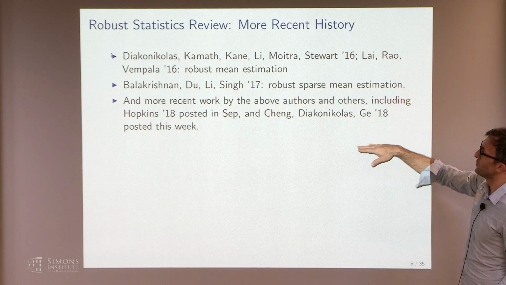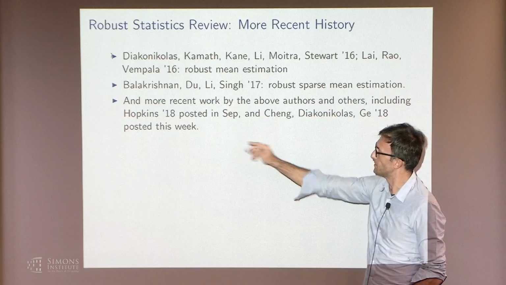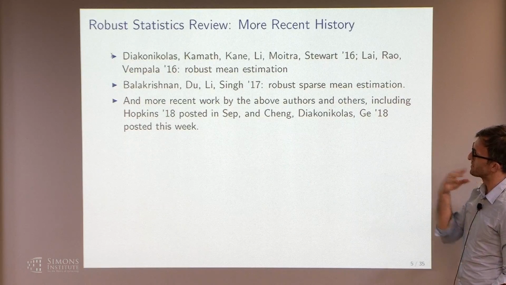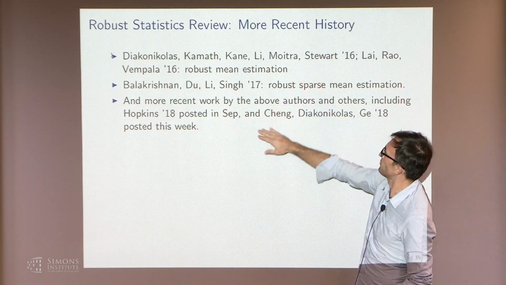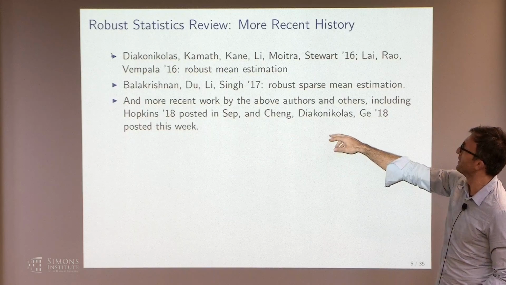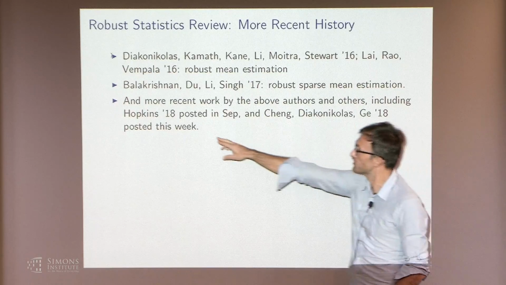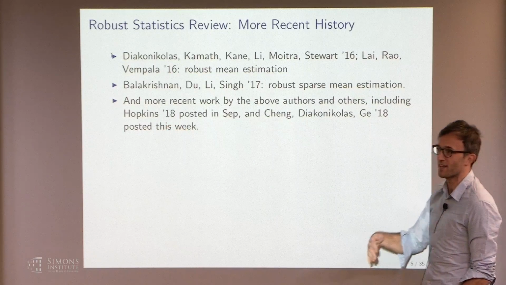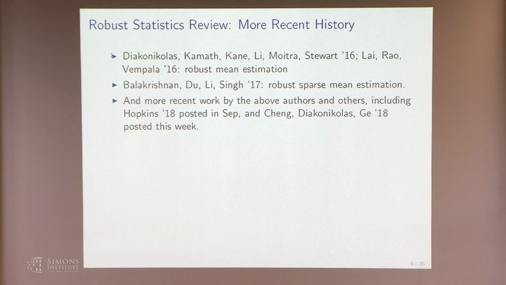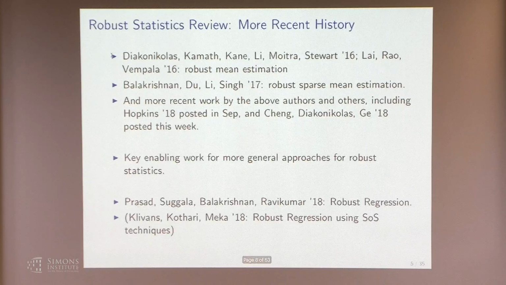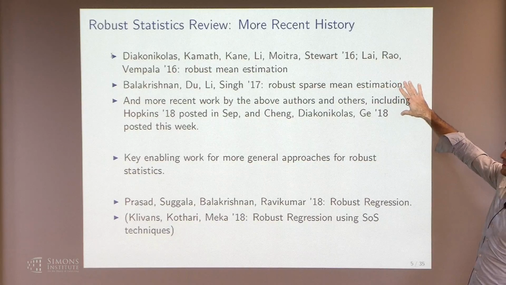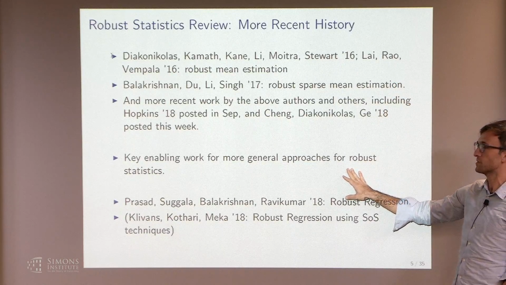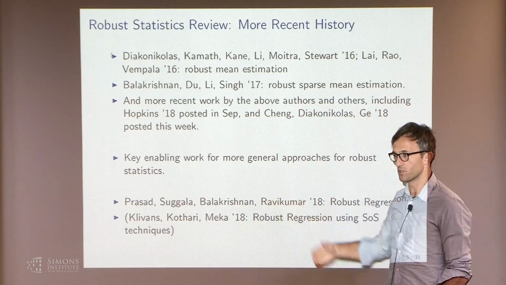Hopkins, who actually is a Miller postdoc here, in September posted some recent work on the low dimensional setting. On Monday, these authors posted something. On Tuesday, Hopkins posted an update. I was hoping to give a talk later today, just in case I'd be able to report more progress. So this is an active area, and lots of things have been happening. And importantly, this has been enabling, in my view, for some more general approaches to robust statistics and also robust regression, which is what I'm going to talk about.